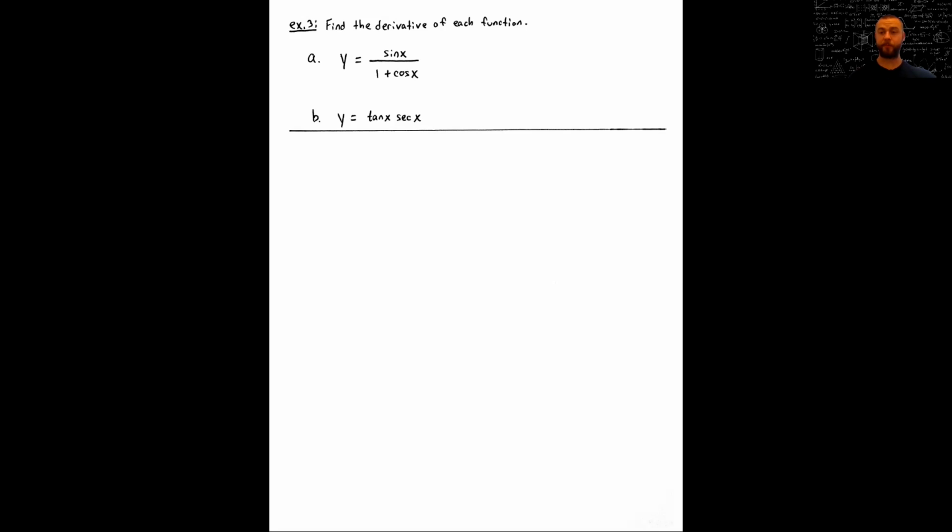All right, welcome back. Hopefully you're able to get through these. I'm going to get you to think, hopefully, that these are straightforward quotient and product rule questions. The only new part, which you might be struggling with, is knowing the trig functions and their corresponding derivatives. Let's go through part A.